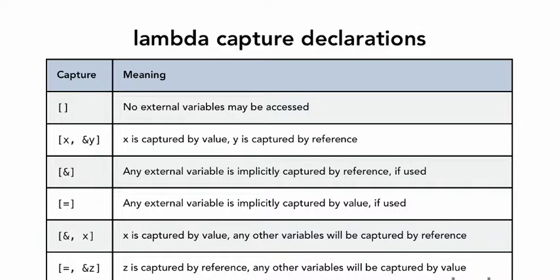Or with an equal sign, you can use any external variable, but they're implicitly captured by value instead of by reference. In our fifth example, we have a bare ampersand and an x. So x is captured by value, and any other variables will be captured by reference. And in our last example, z is captured by reference, and any other variables will be captured by value implicitly. So those are the things that you could put in that lambda capture declaration.